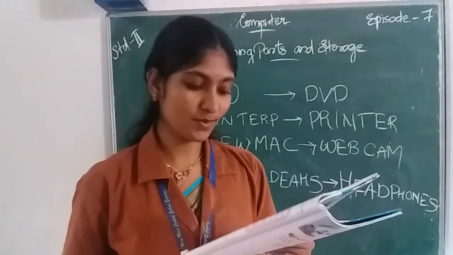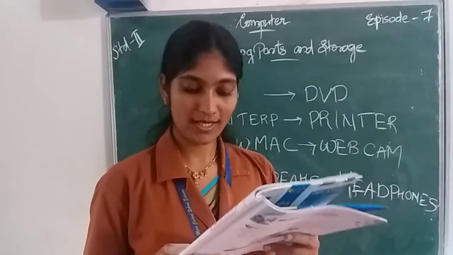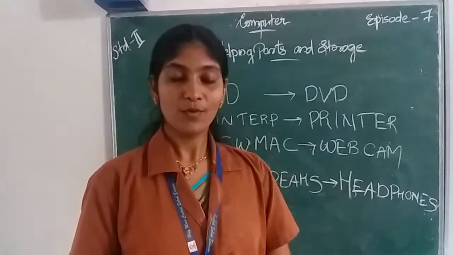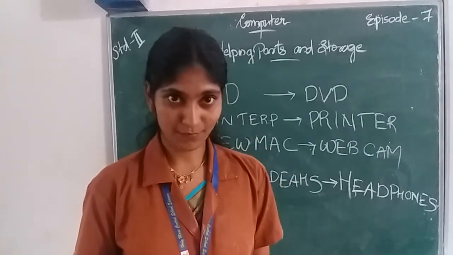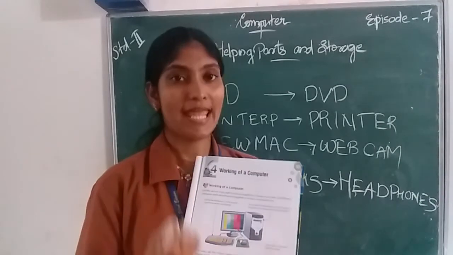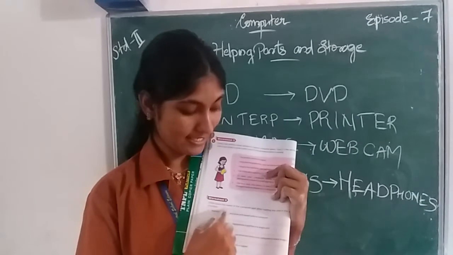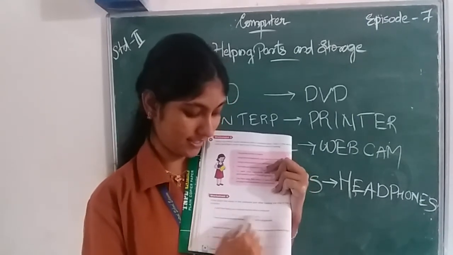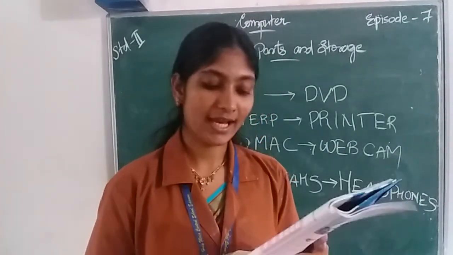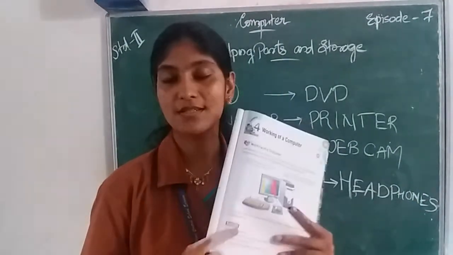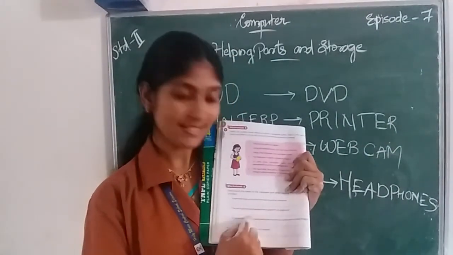So the first question, a part that helps you to record sound onto a computer. So what is the part which is used to record sound? Microphone. Then what is the spelling of microphone? M-I-C-R-O-P-H-O-N-E. So write the name microphone in the first blank space here. Then second question, the microphone and headphones together in a single unit are called a headset. So you have to write headset in the second line.